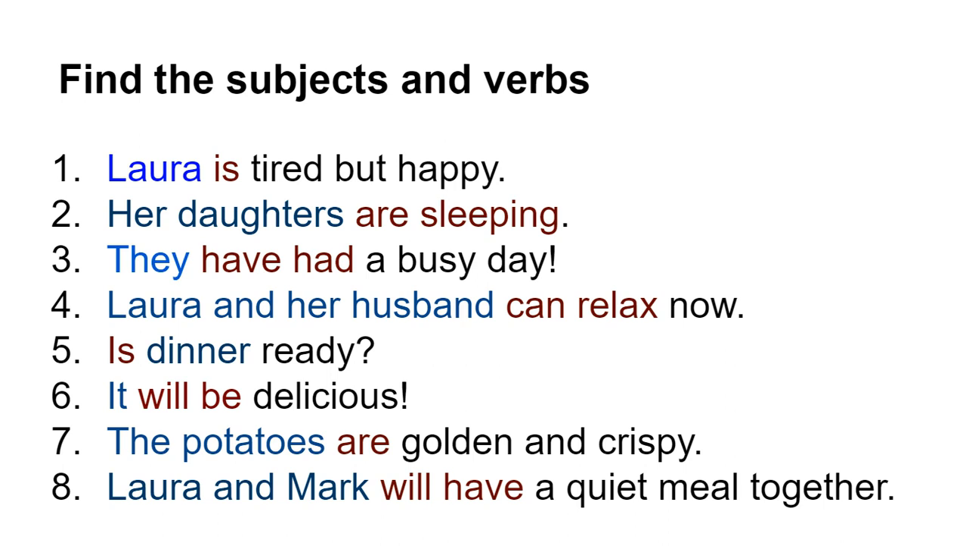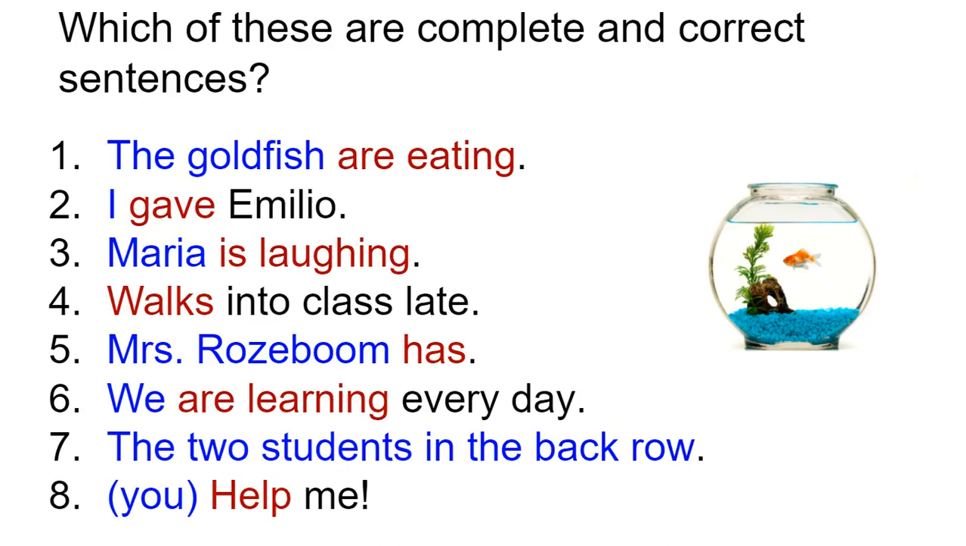The potatoes is my subject. Are is my verb. Are what? Golden and crispy. Golden and crispy describe the potatoes. They're adjectives, and they complete the idea. And I have a period at the end. And then Laura and Mark will have is my verb. So this is the future. They will have what? A quiet meal together. A quiet meal together completes the idea, and I have a period at the end. Ooh, good job, everybody. Okay, so here's one more activity. I want you to pause the video and decide which of these sentences are complete and correct.